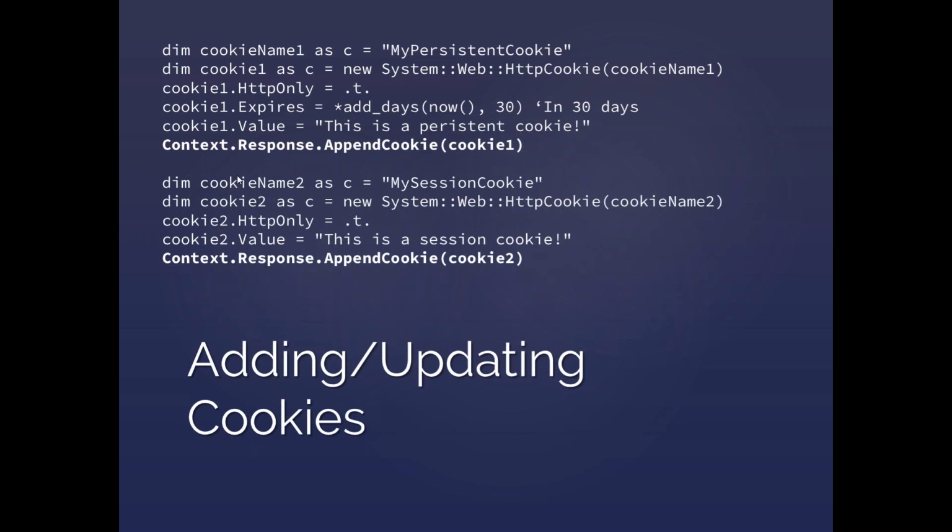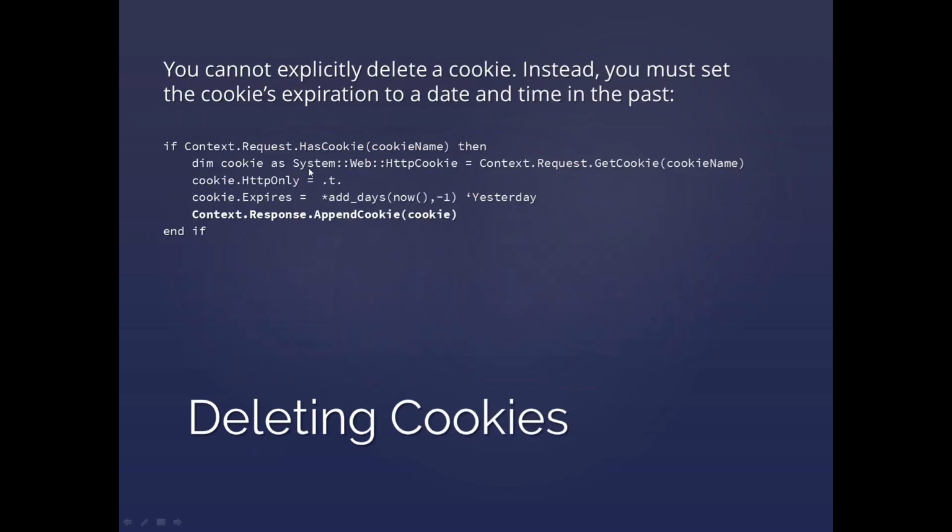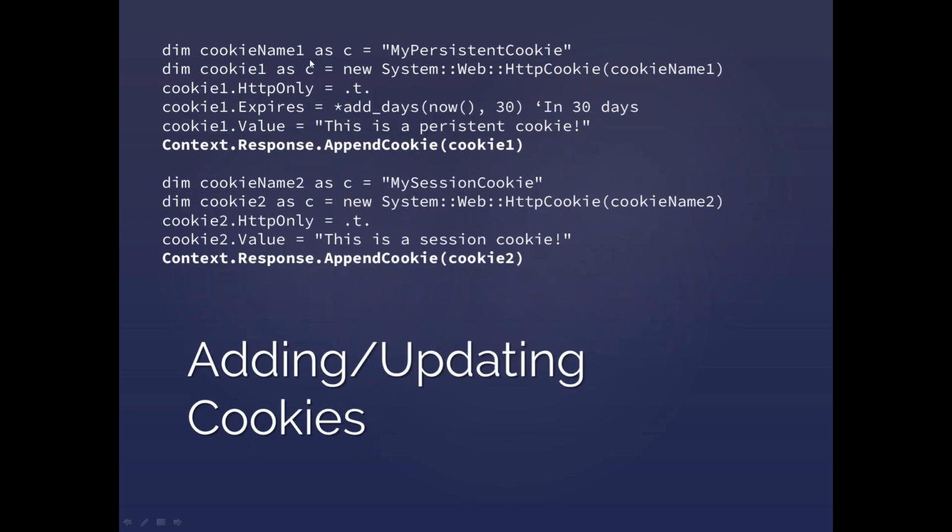But if you want to add them, you'll do that using context.response and the append cookie method. So I've got two examples here. This first one is a persistent cookie. Its name is persistent cookie. It is created as, my typo here, that shouldn't say C, that should say system web HTTP cookie. But that is it's dim cookie as system web HTTP cookie equals new system web HTTP cookie name.